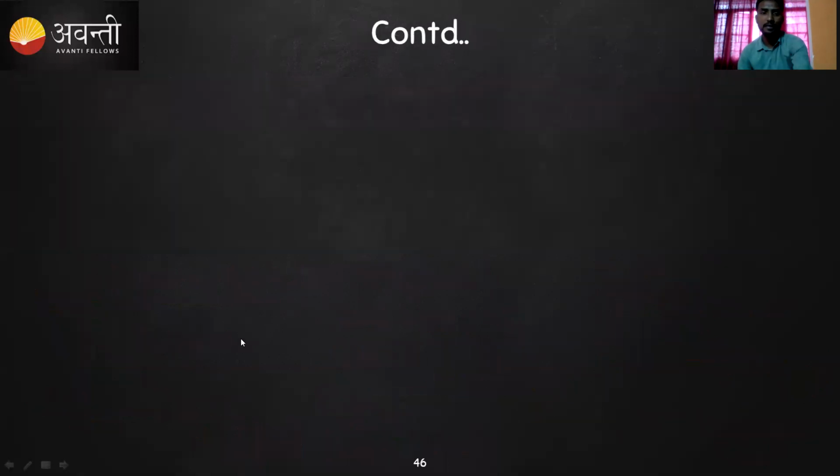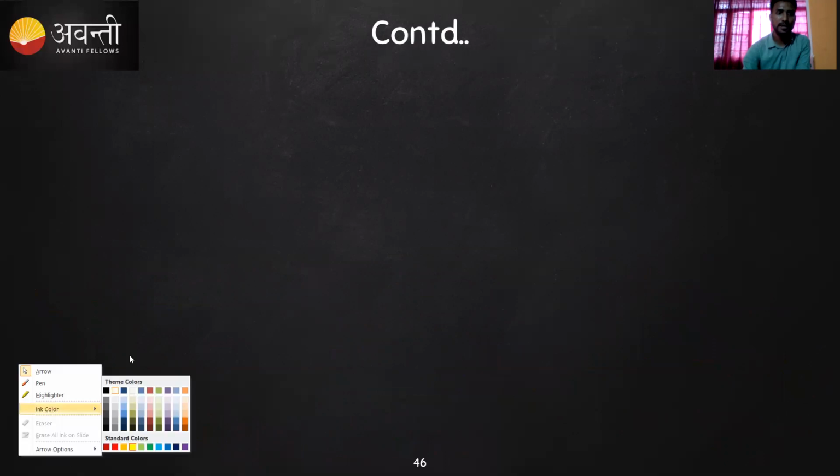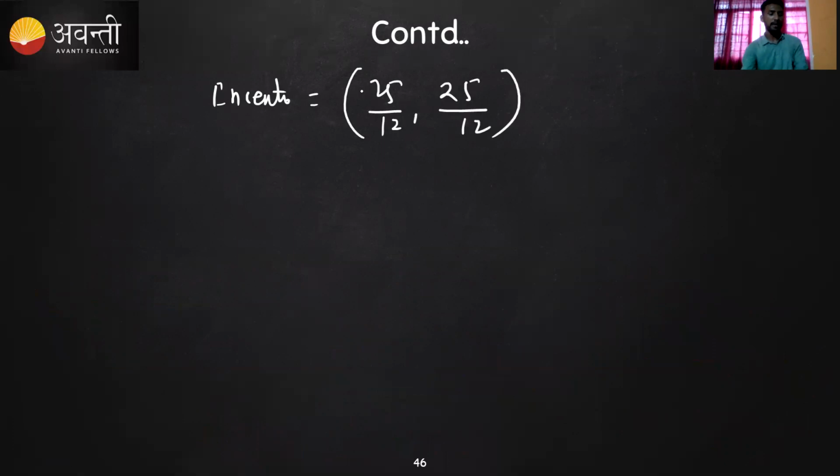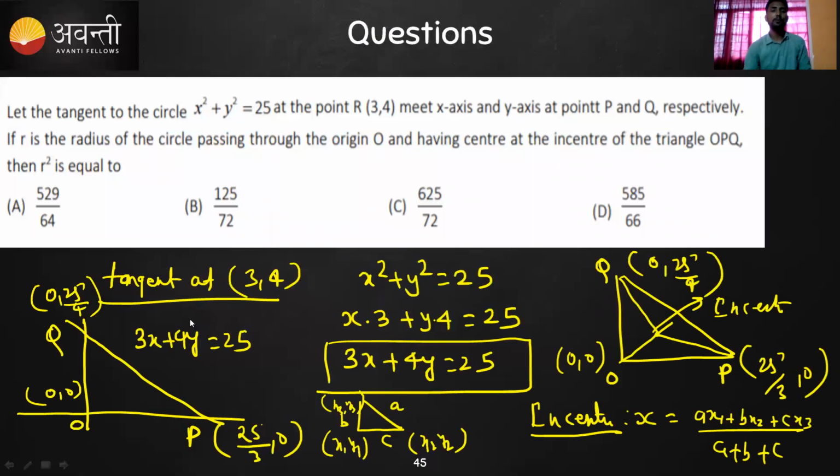So after calculating everything, you will find the incenter as, so I'm just writing what will be the incenter. So incenter will be basically 25 by 12, and 25 by 12. Now we have got this incenter. Okay guys, we have got this incenter. And now what we can do?